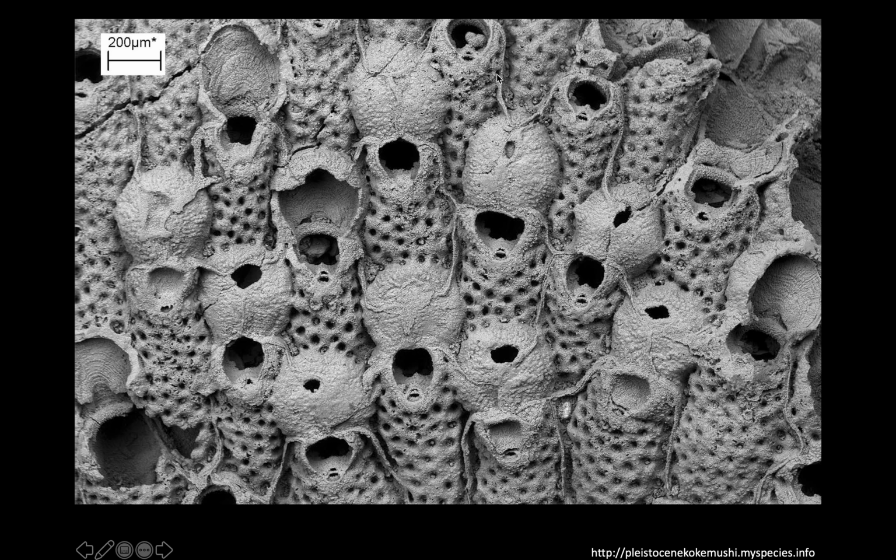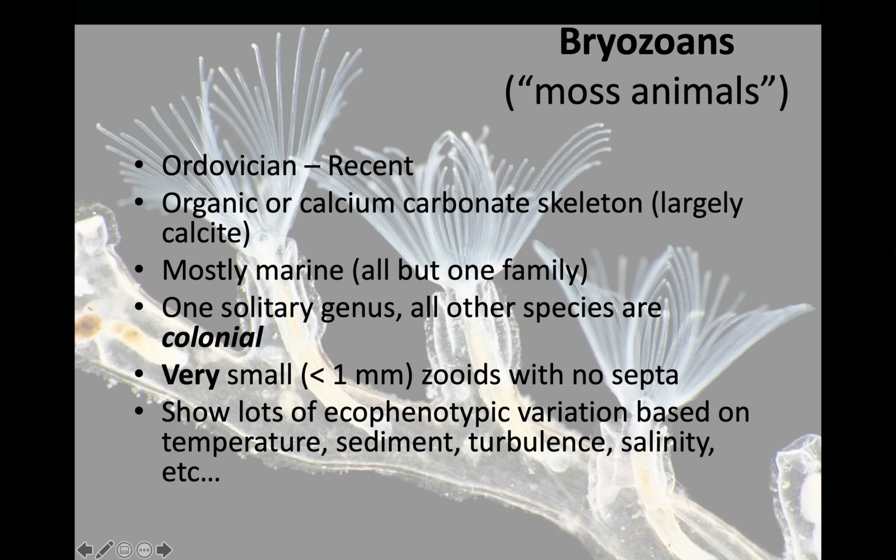Some actually have incredibly sharp spikes on their bodies so that they can actually defend themselves against organisms trying to snack on them, which is super cool. They're from the Ordovician to recent. They are the only known phylum that did not show up in the Cambrian explosion that we know of. They're made out of calcium carbonate, largely calcite. Pretty much all marine. Everything except for one genus is colonial, and they have very itty-bitty little zooids, no septa.